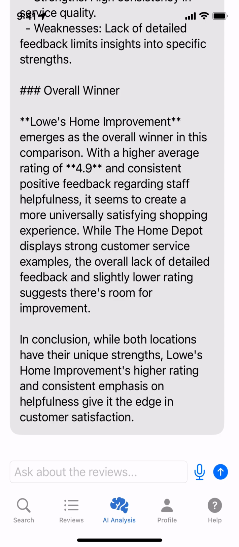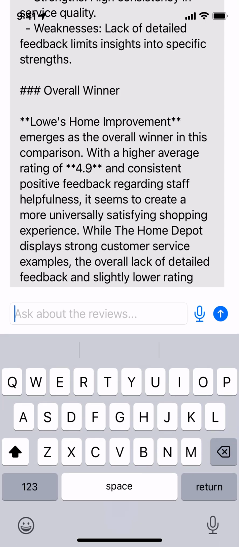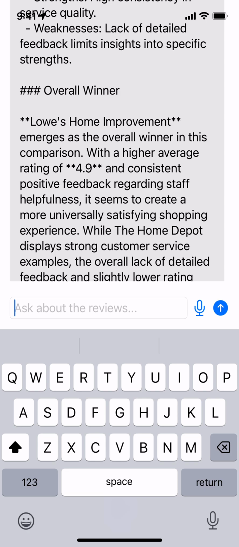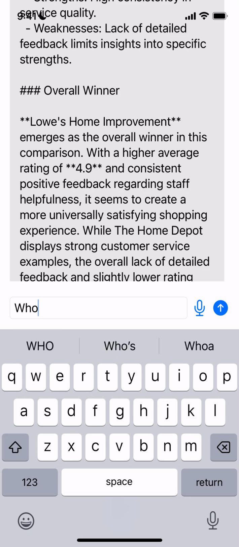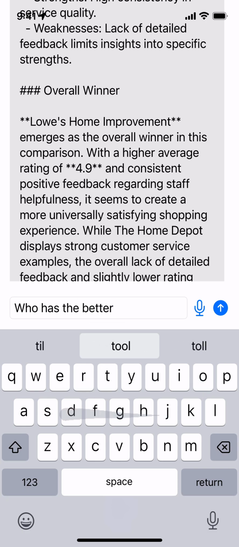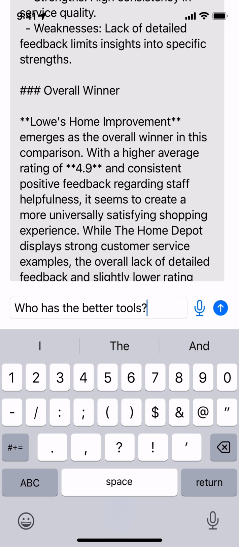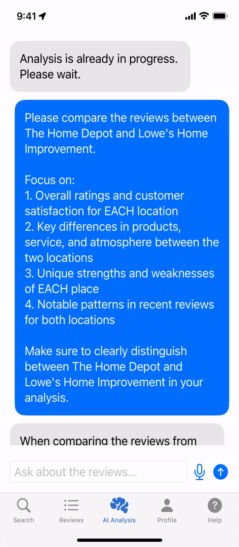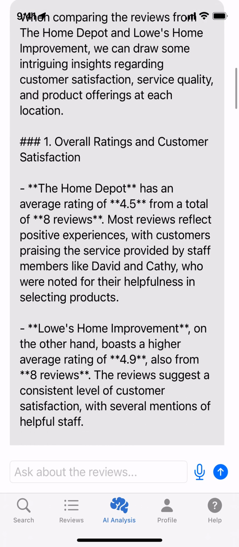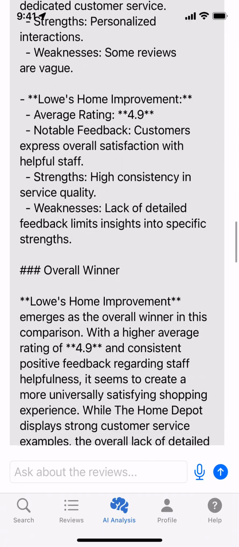So that's interesting. One thing I do wonder about is if any of the reviews mention anything about products. But let's just ask, who has the better tools? So this could be a tough one, but let's see how RevuIQ handles this. If the reviews don't mention it, I don't know what it's going to say, but we will find out here soon enough.